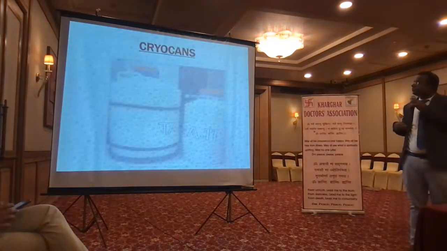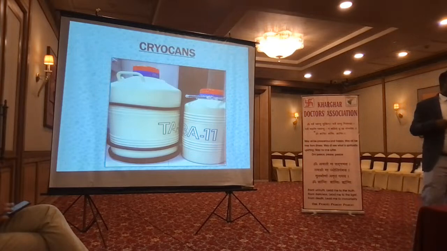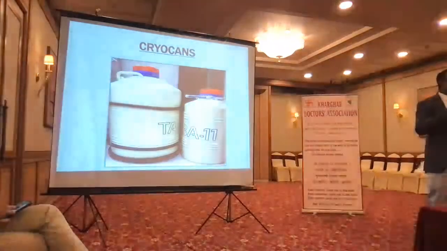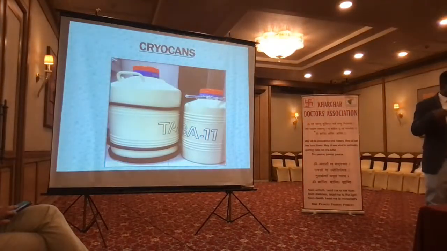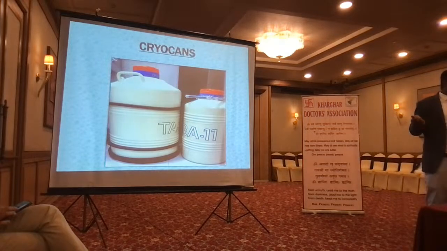Next slide. These are the cryocans in which we can store our embryos, eggs, and sperms, and usually these cryocans have a temperature of minus 194 degrees Celsius. We have a quality check system. Daily we check whether the liquid nitrogen level inside the can is at the optimum level or not.